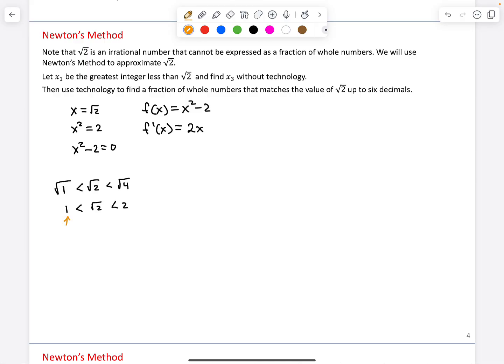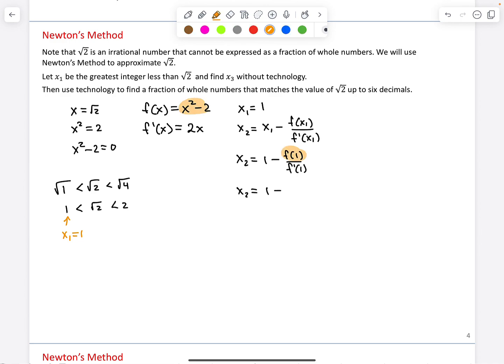And we're instructed to let x1 be the smaller of these 2 consecutive whole numbers. In other words, 1 is the greatest integer that's still less than the square root of 2. Okay, using Newton's formula, x1 will be equal to 1. Therefore, x2 will be equal to x sub 1 minus f of x sub 1 all over f prime of x sub 1. So in this case, 1 minus f of 1 over f prime of 1.